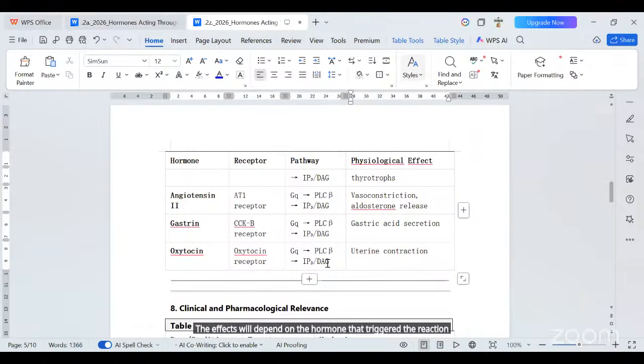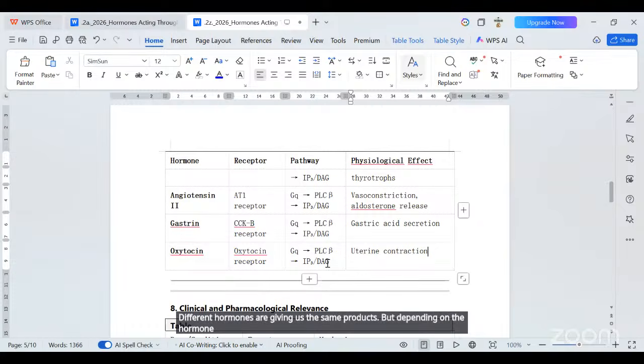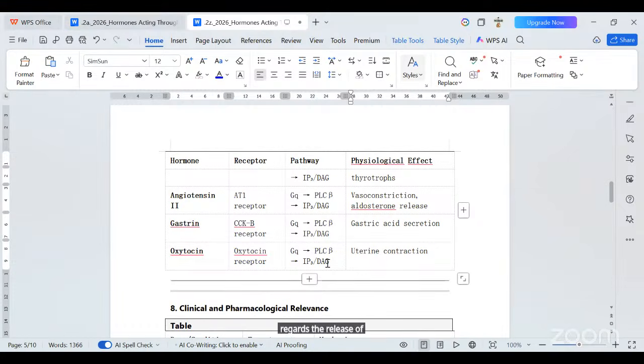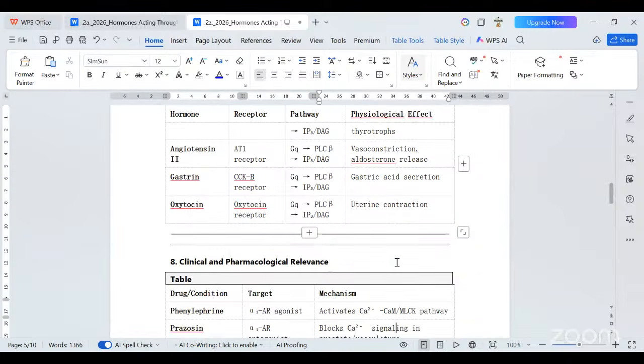Are we together? So if it was oxytocin that triggered the release of DAG to release calcium, then it will be for uterine contraction. Even though different hormones are giving us the same product, the hormone that triggered the release of that product will determine the physiological effect. Did we get that, please? Yes, ma'am. Okay, thank you.